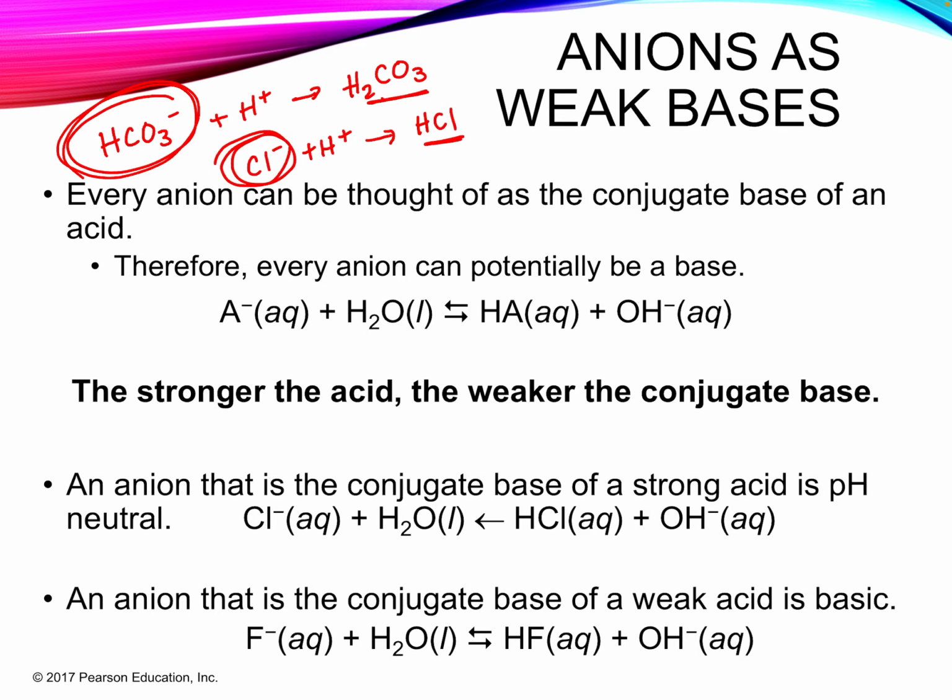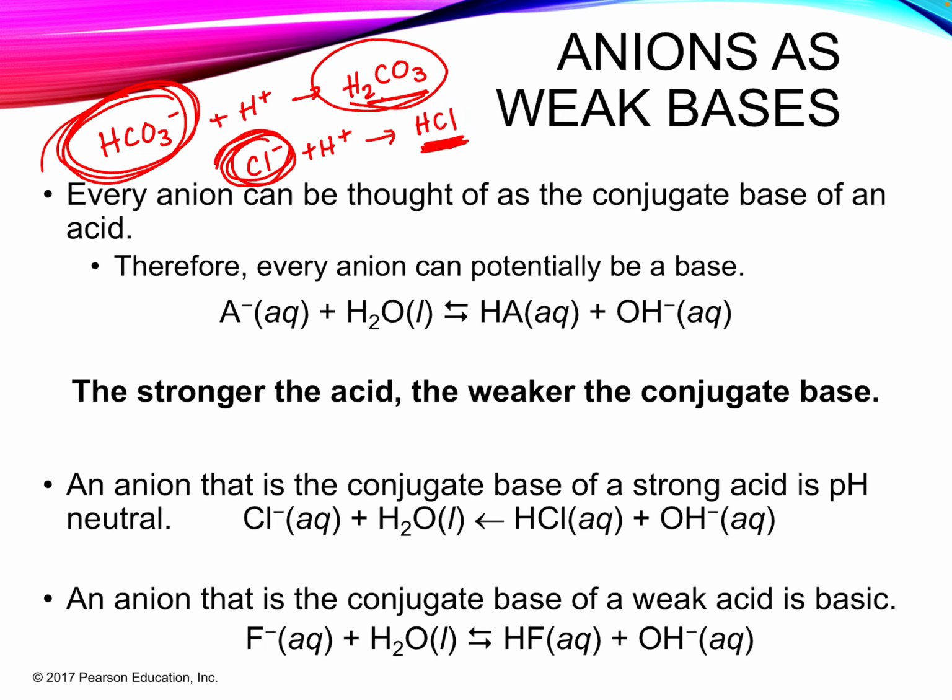But any anion theoretically could be a base. Like I said, the ones that come from a strong acid are not going to be strong enough to ionize water. The stronger the acid, like hydrochloric acid, the weaker the conjugate base. So hydrochloric acid is a really strong acid, therefore chloride is a really weak base. However, carbonic acid is a weak acid, so its conjugate base is going to be stronger than chloride.